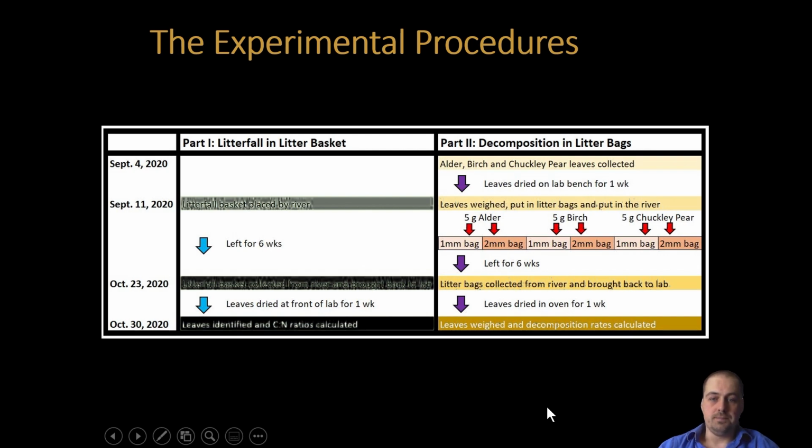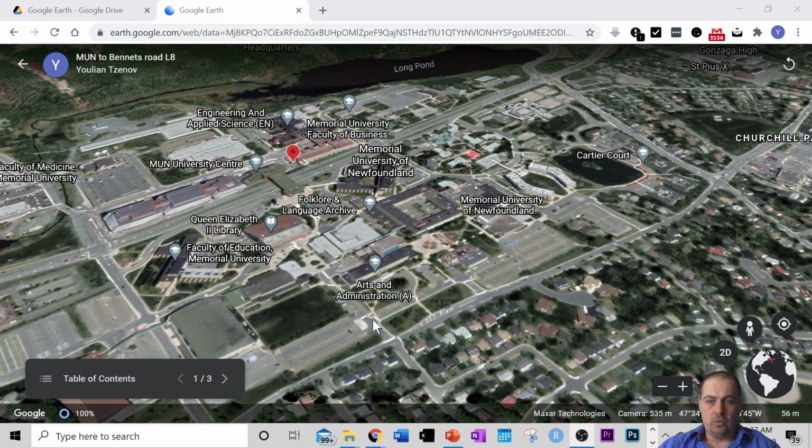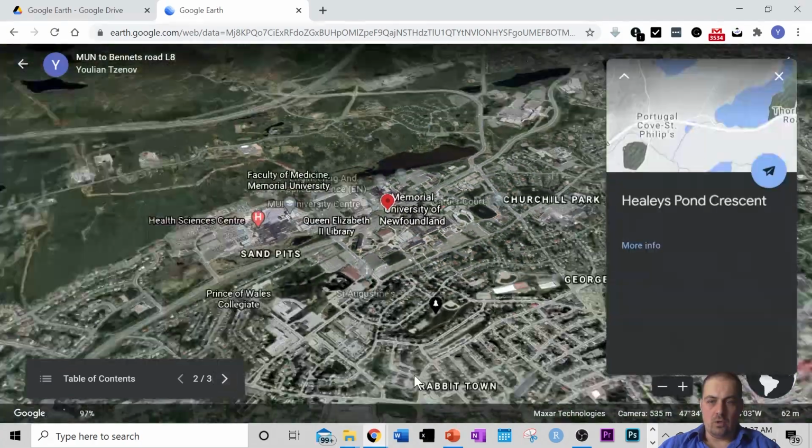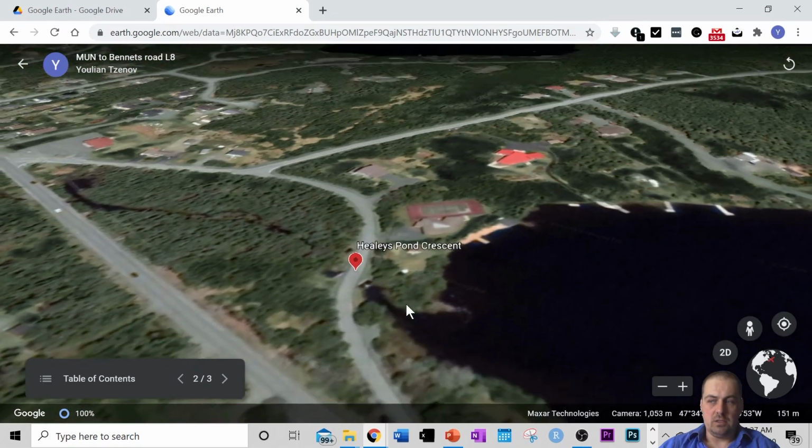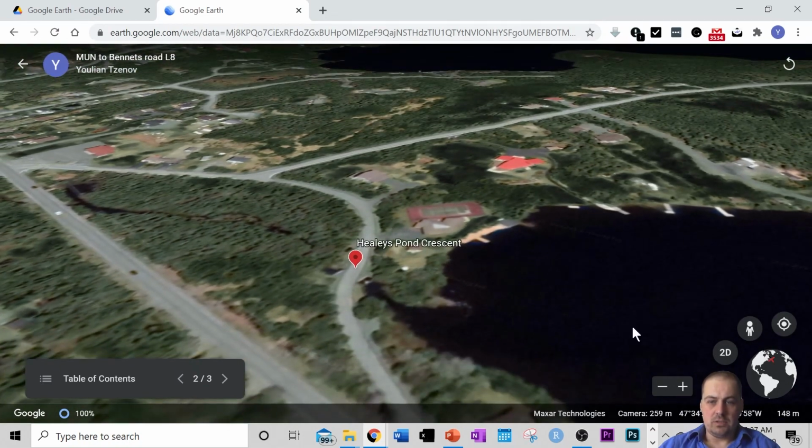So now I'm going to show you where the experiments were done, and then videos of me actually doing the experiments. So here is the majority of Memorial University's St. John's campus. You've got your science building, Newport Science Facility, and we're going to go to Portugal Cove St. Phillips, specifically Healy's Pond Crescent. So this is Healy's Pond, this is Healy's Pond Crescent, and this is the little stream where we're going to be doing most of our experiments. So I'll see you there.